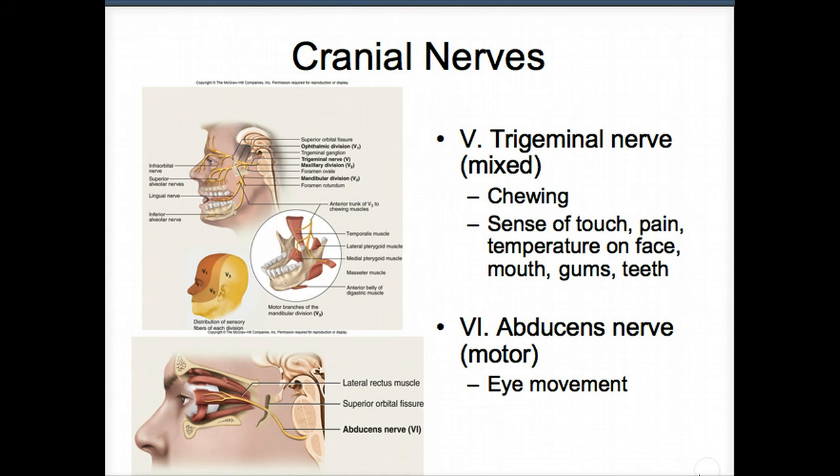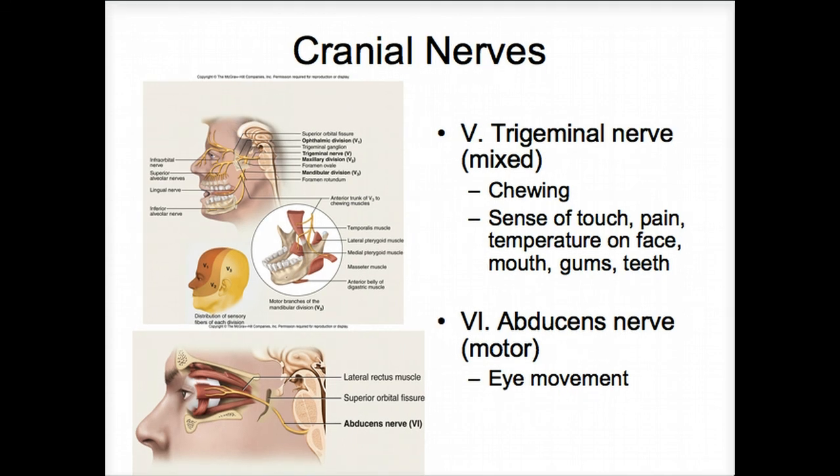All right, number 5 here is the trigeminal nerve. It's mixed. It has to do with our ability to chew. When I say mixed, I mean it has motor and sensory functions. So chewing would be a motor function. And then it also involves our sense of touch and pain and temperature on the parts of the face, also in the mouth, including the gums and the teeth.